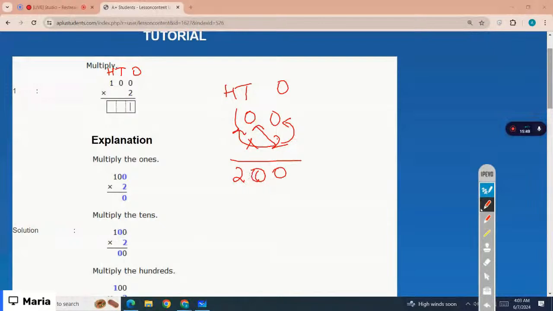One more thing, a bit easy. When you multiply with numbers that have zeros, you actually have to multiply only the non-zero numbers. 2 times 1 is 2. You have 2 zeros here, so just add the 2 zeros. So multiplying with numbers that have zeros is very easy. The correct option is 200.